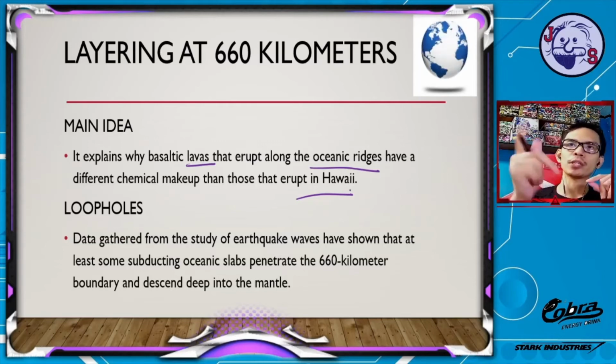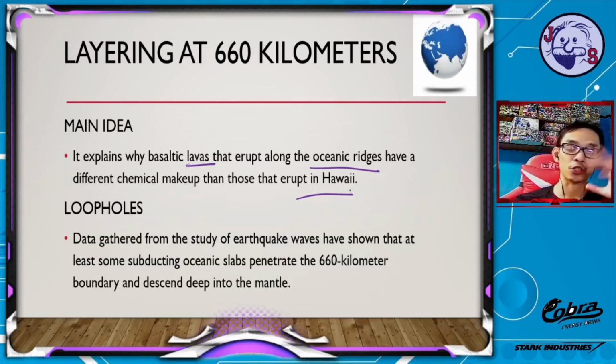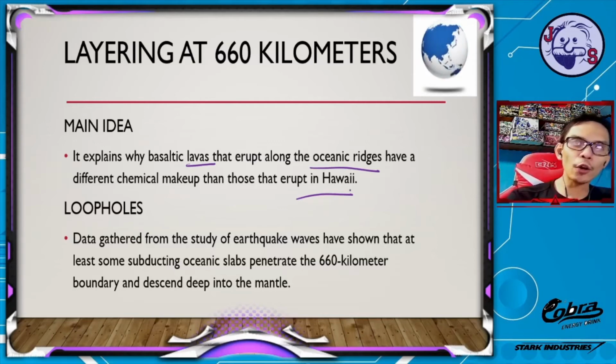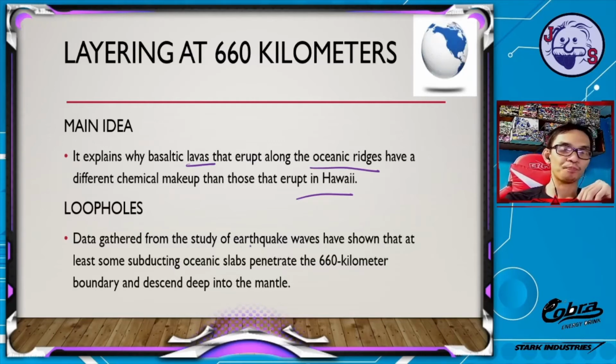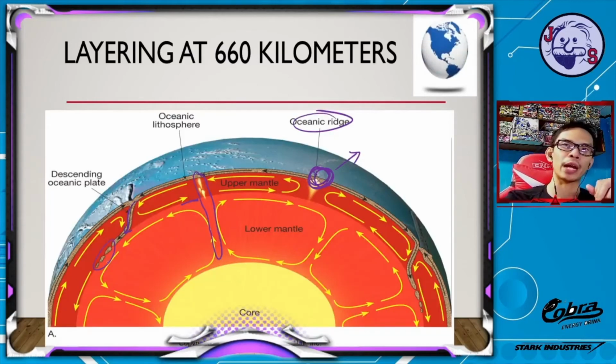But there is a shortcoming, or loophole, with regards to this layering at 660 kilometers. According to data gathered using earthquake waves, the subducting ocean slabs can penetrate beyond 660 kilometers. So if we go back to this diagram, it doesn't stop right here. It can go down there.